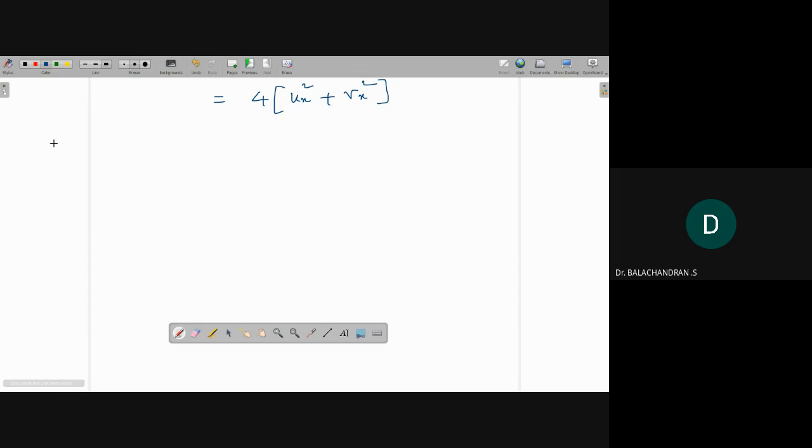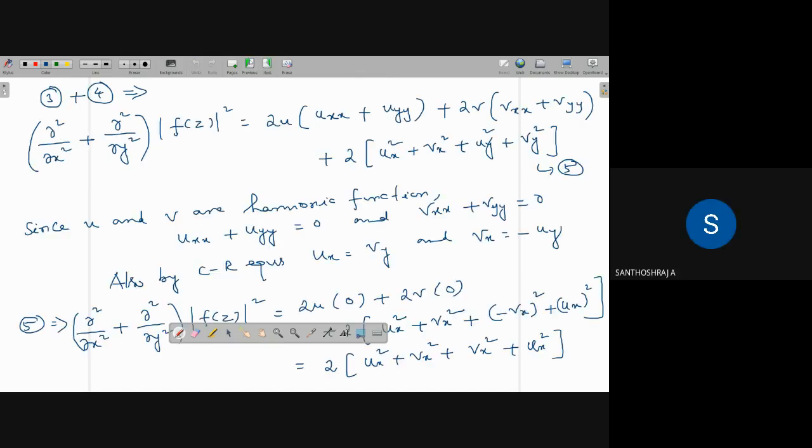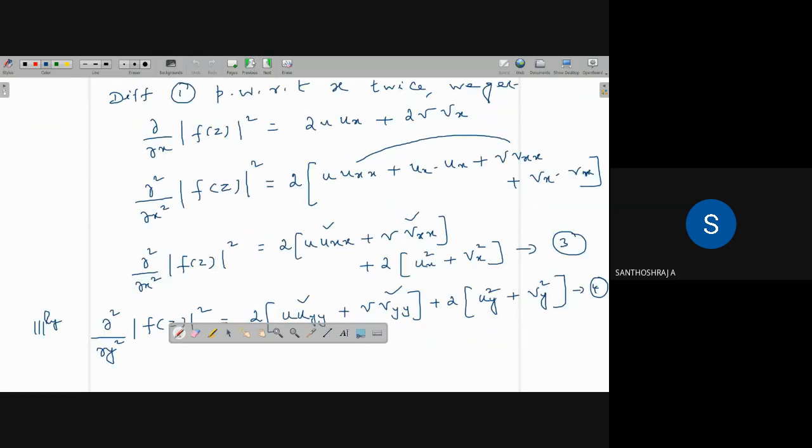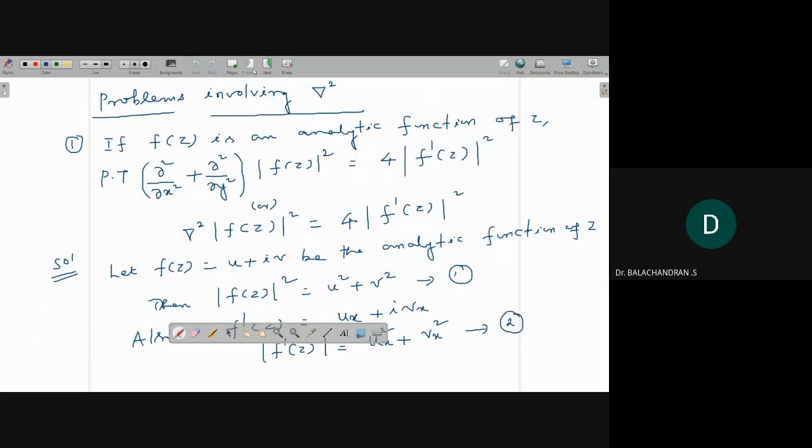Therefore, del square by del x square plus del square by del y square of mod f of z whole square equals 4 times ux square plus vx square. Sir, on equation 2, you left the square, sir. Yeah, I think I missed. Okay, thank you.